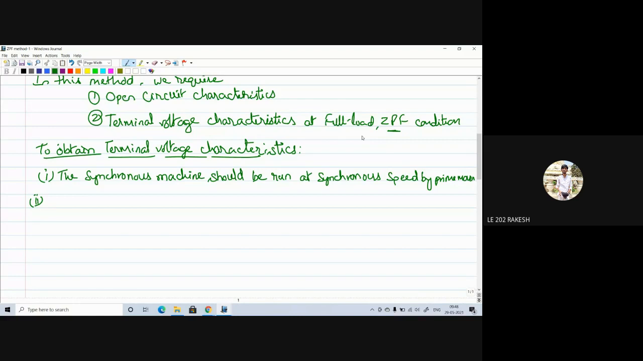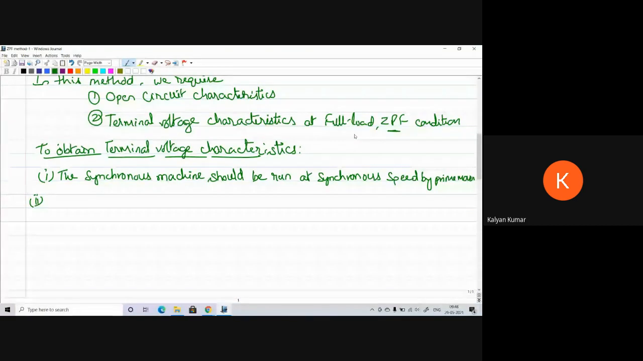Pure inductive or pure capacitive. For pure inductive load and pure capacitive load, we are going to have zero power factor. Voltage and current will be displaced by an angle of 90 degrees, cos 90 equal to 0. So you can connect either a pure capacitive load or a pure inductive load.